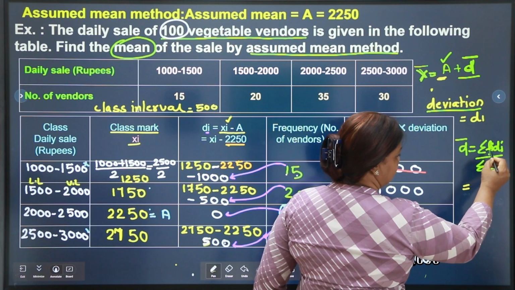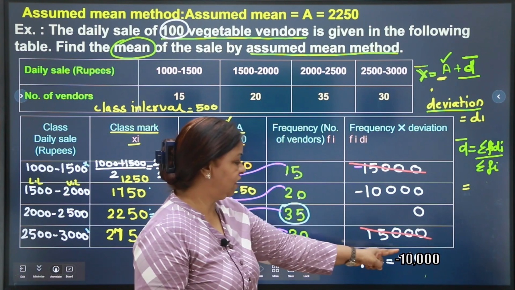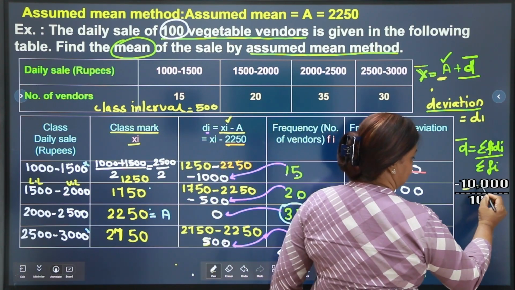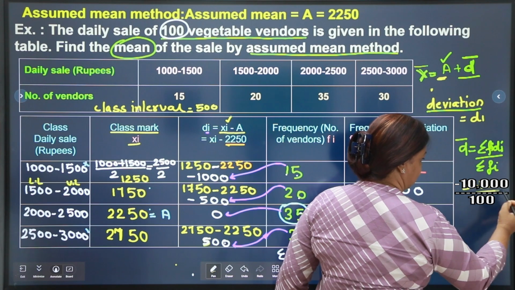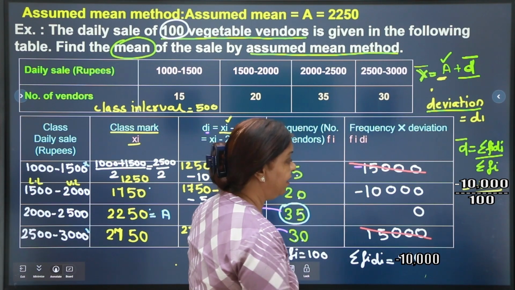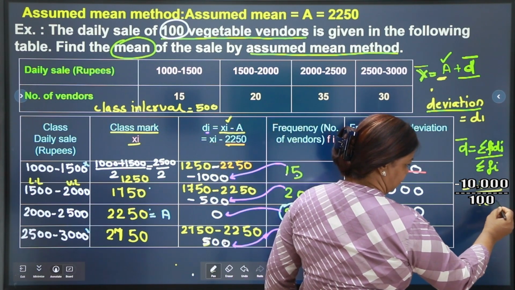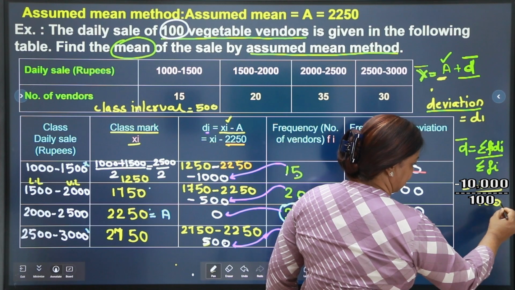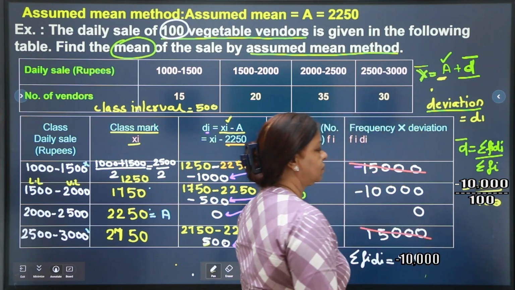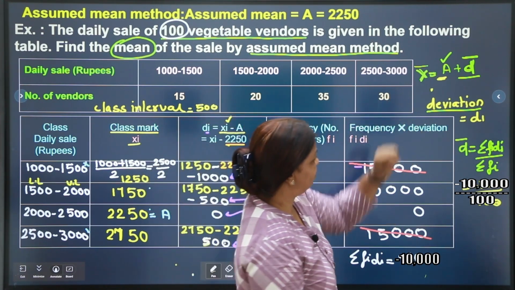Already it is given, so we can find bar d easily. Bar d will be equal to, we will place the value here. Summation of Fi di is minus 1000 upon summation of Fi, which is 100. Zeros cancel, we got minus 10. So directly we can place the value here.